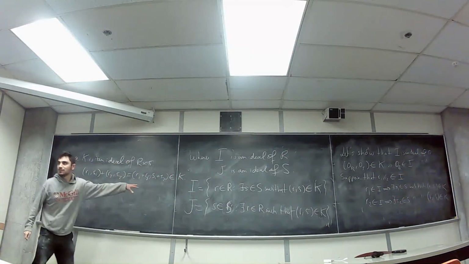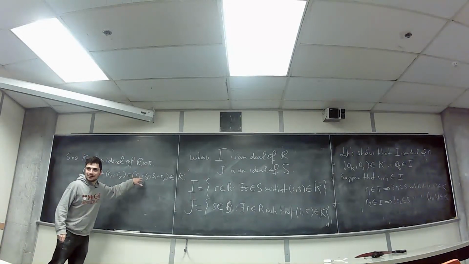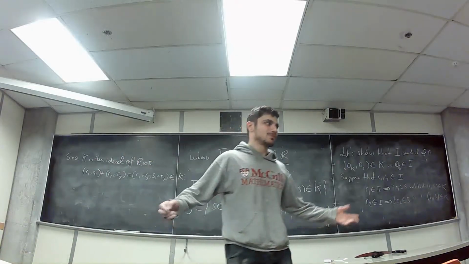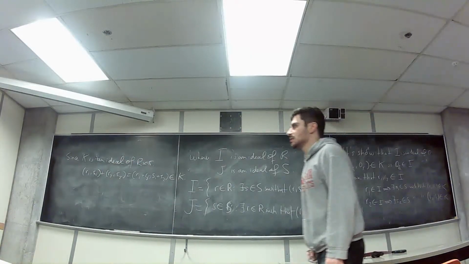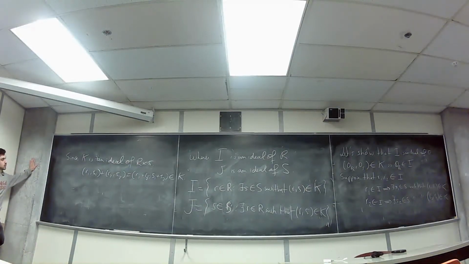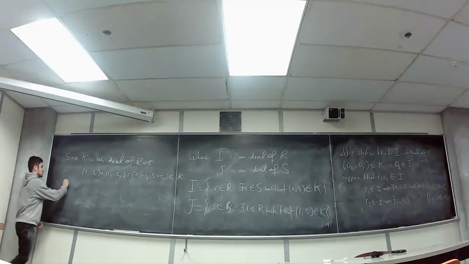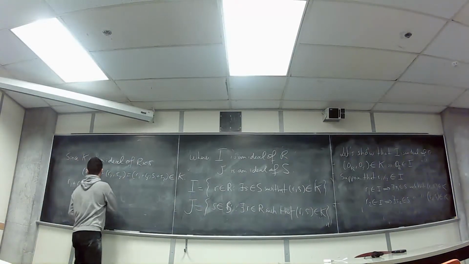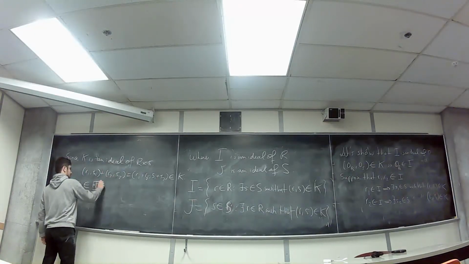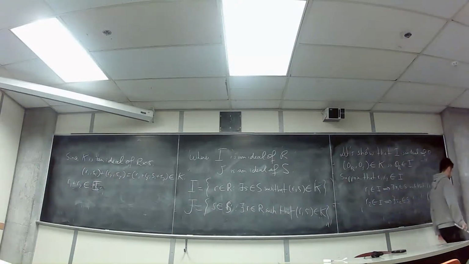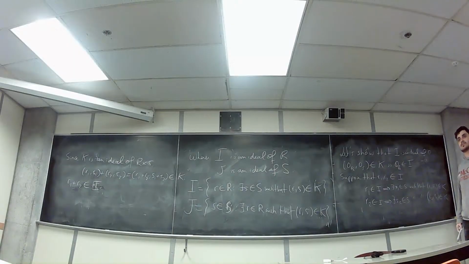Of course, forgive me for not writing the addition in R and the addition in S. I think from now on I will drop that. It's understood that every addition is happening in the respective ring. So (r1 plus r2, s1 plus s2) belongs to K. This means that r1 plus r2 belongs to K. Why? Belongs to I, sorry, thank you. So far, so good. Great.